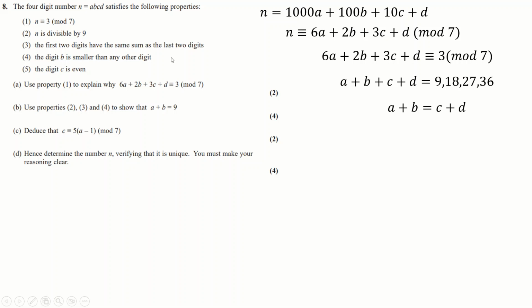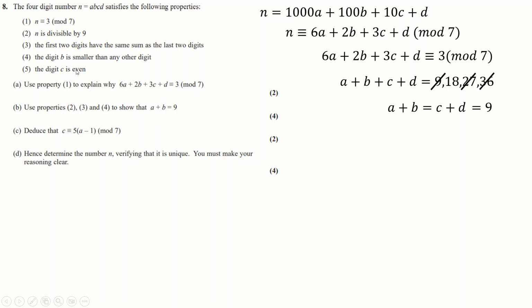B is smaller. Now this tells me a few things. If a plus b was odd, that would make c plus d odd, and then odd plus odd is even. If a plus b was even, then c plus d would be even, and even plus even is even. So in any case, these can't add up to 9 anymore, and they also can't add up to 27. But also, b is smaller than any other digit. The only way to make 36 was 9999, but b is smaller than the others, so you can't make 36. These definitely add up to 18, which means each of these add up to 9. And I think, oh, that's 4 marks, good, okay, cool.